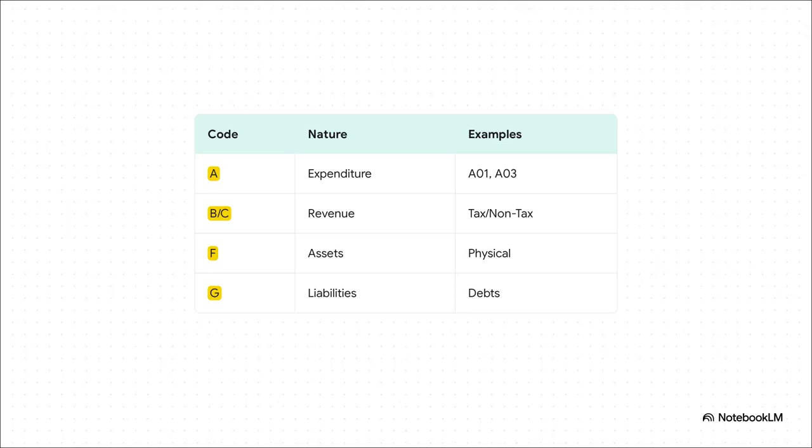Okay, I want you to take a mental screenshot of this logical mapping, because this is absolute gold for your exams. The first letter tells you the massive overarching category. A stands for expenditure, so things like A01 for pay or A03 for operating costs. Then you have B and C, which mean revenue, and that distinguishes between tax and non-tax sources. F flags physical or financial assets, and G represents liabilities, like government debts or obligations. If you just memorize these 4 primary letter buckets, you are literally already halfway there.